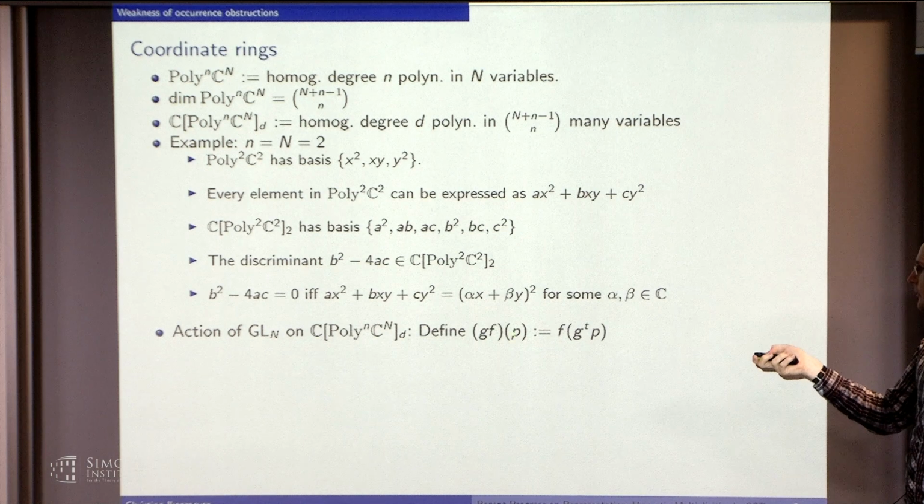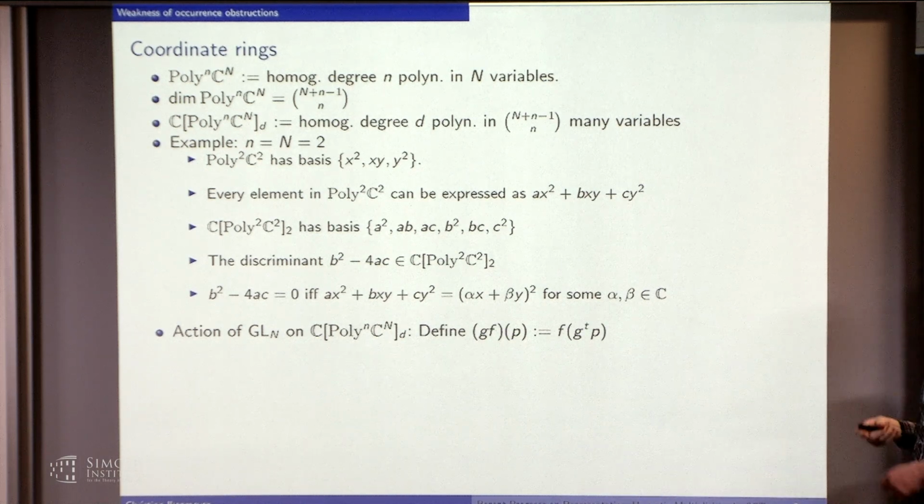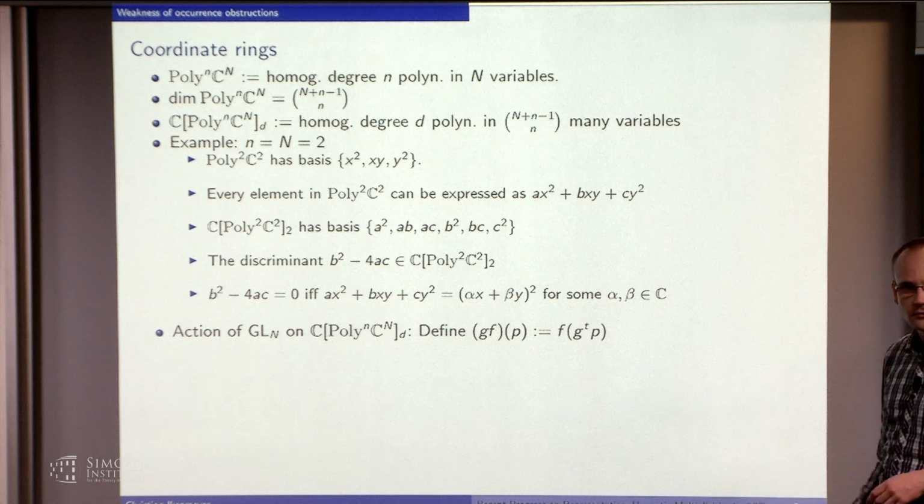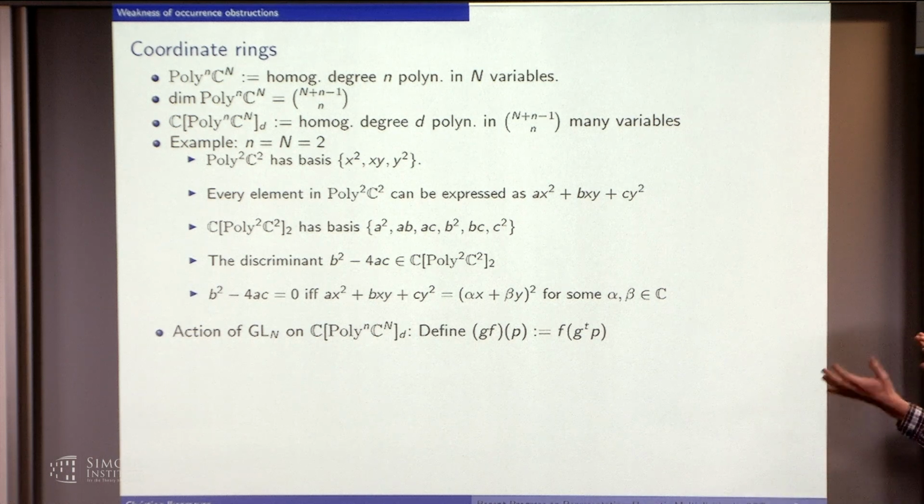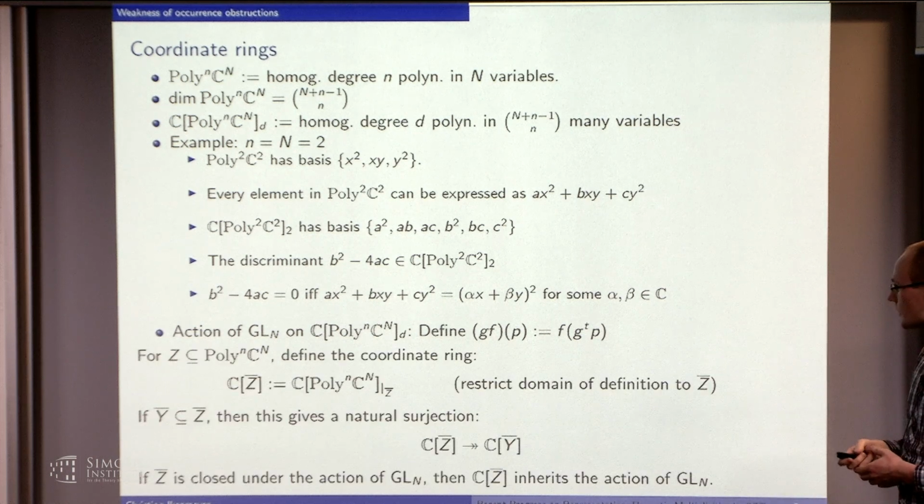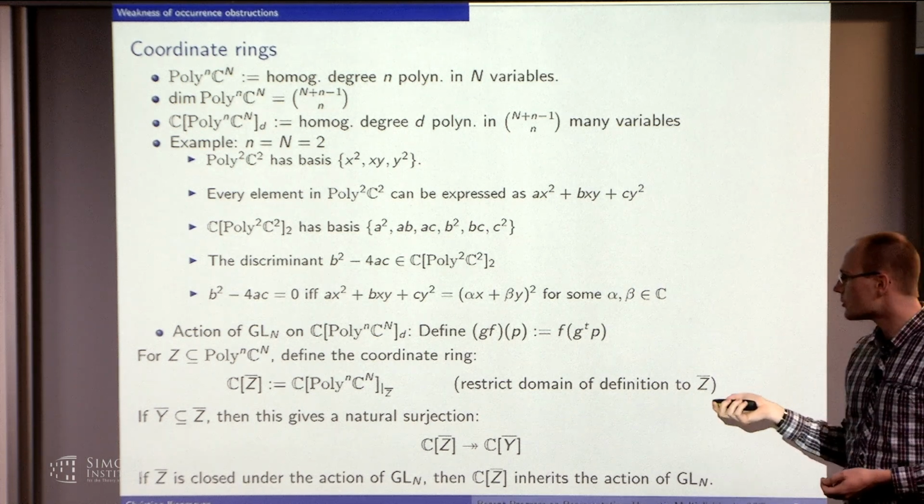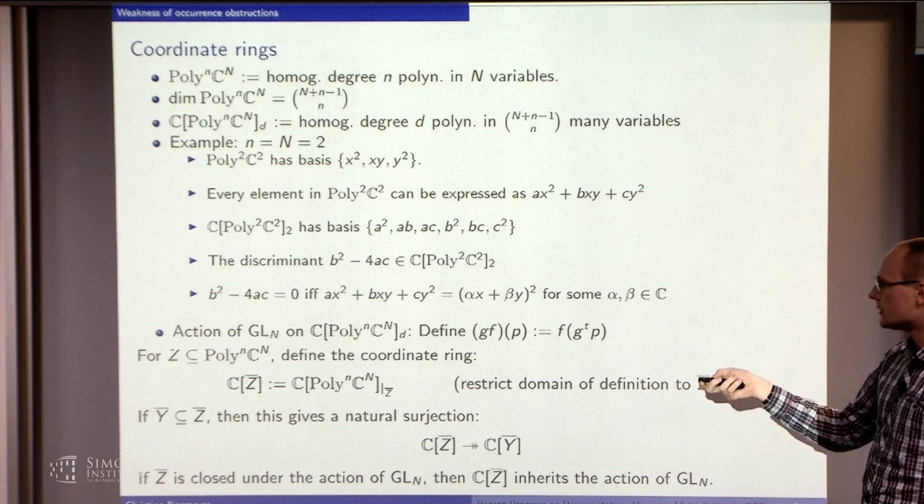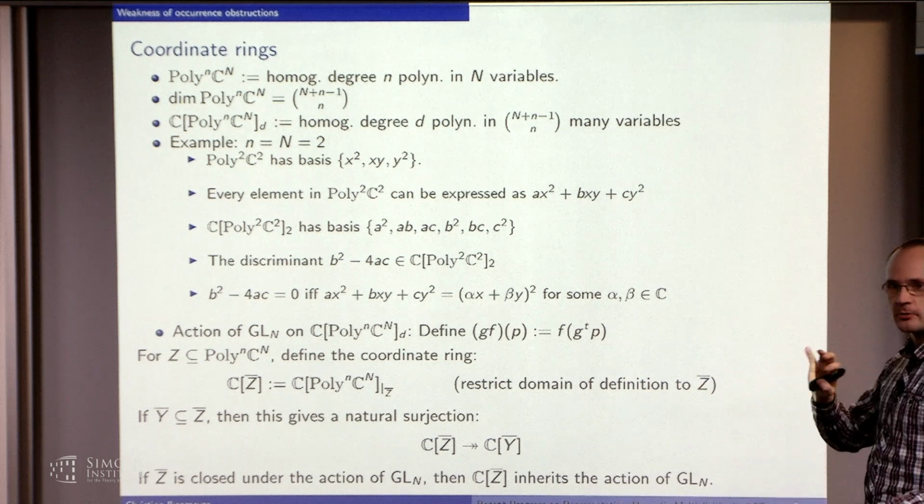So your new polynomial evaluated at some point is your old polynomial evaluated at this G transpose point, right? Transpose again just for technical reasons. So now, in particular, you can think of invariance, for example. And so what's the coordinate ring now? If you have some subset here, you can think of this as, say, the determinant orbit, right?